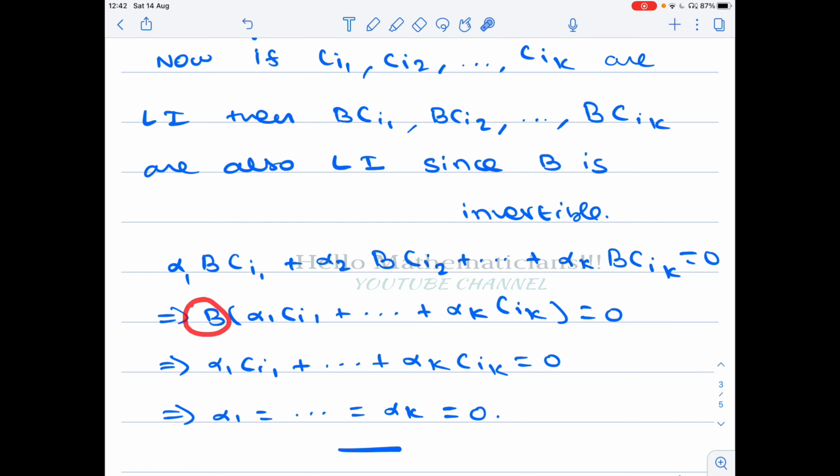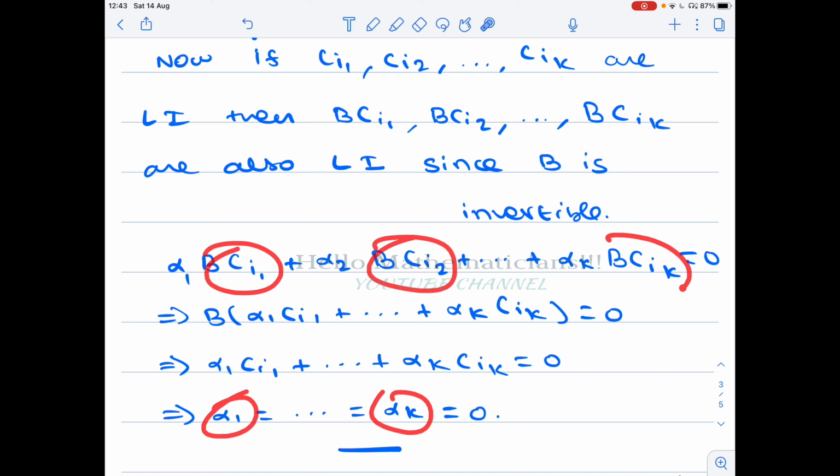Here only we are using the fact that B is invertible. So if it is an invertible matrix, then its kernel is the singleton {0}. Therefore, this vector has to be 0. Therefore, we get this relation: alpha1 Ci1 plus etc. alpha k Cik equal to 0. We assumed these vectors are linearly independent. Therefore, all these coefficients, the scalars, are 0. Therefore, these vectors are also linearly independent.